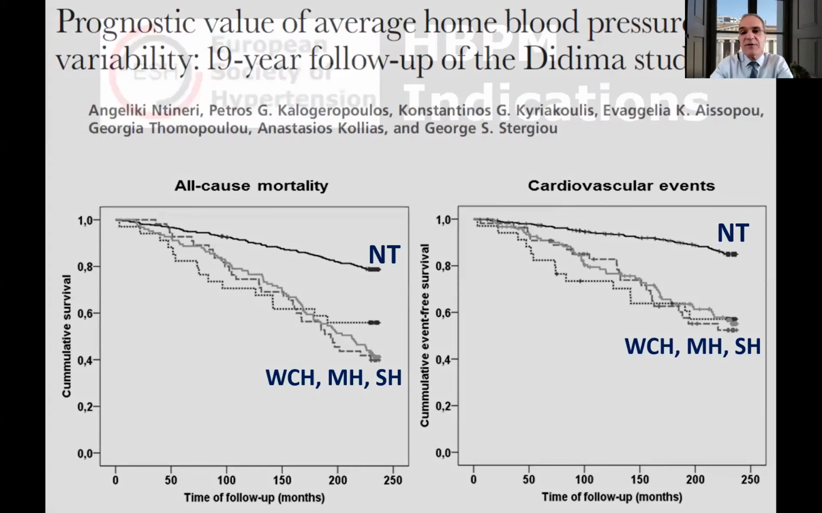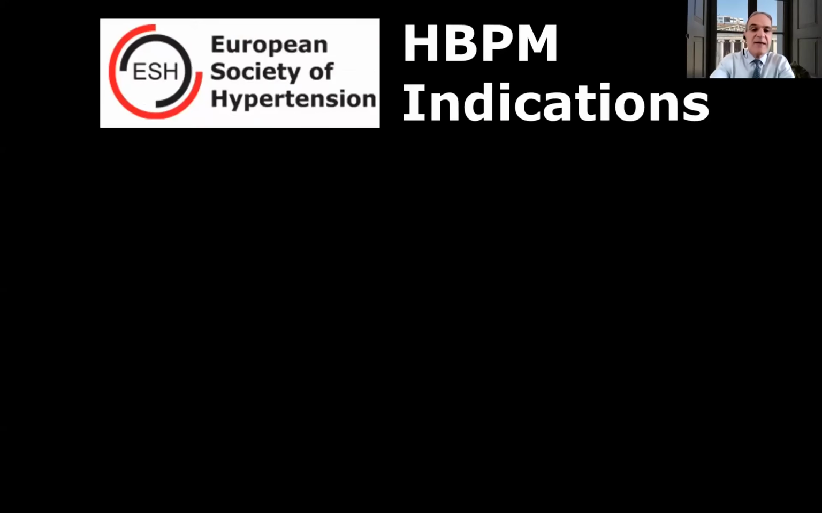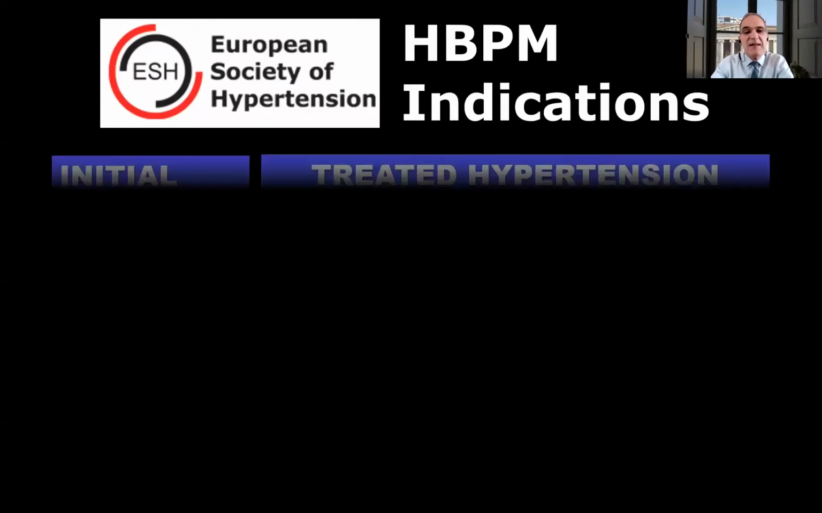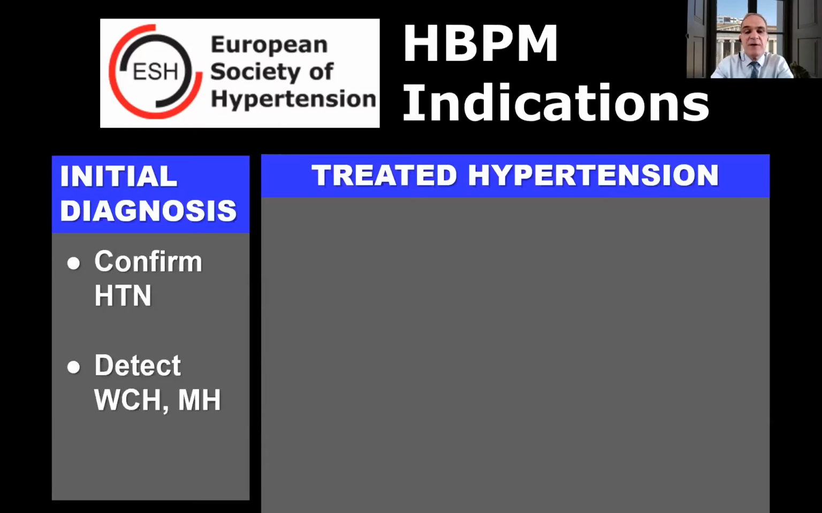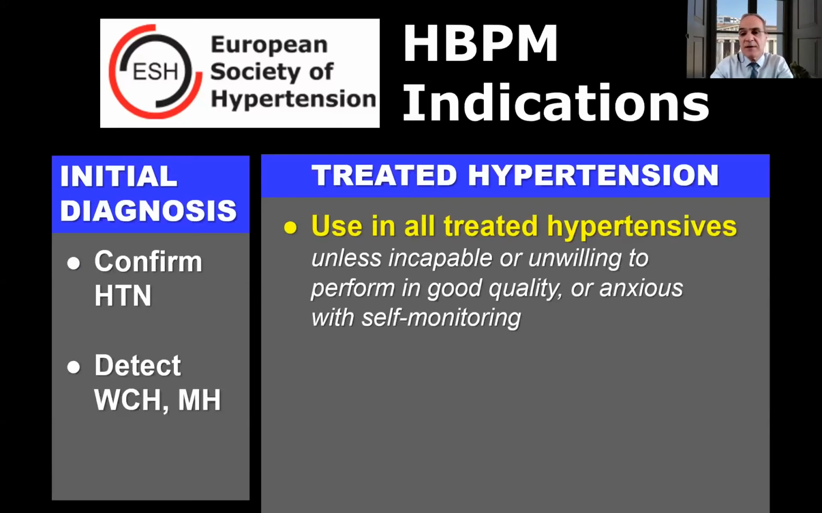So when should home blood pressure be used? The recent guidelines published a few weeks ago say that it is useful for the initial diagnosis, a small box, and for treated hypertension, a big box. And for initial diagnosis, it can be useful to confirm hypertension, elevated blood pressure in the office, and to detect white coat hypertension. But it's important to show you the indications for treated hypertension, and guidelines now say, use it in all treated patients, unless they are incapable or unwilling to perform good quality home monitoring. Use it in everybody.